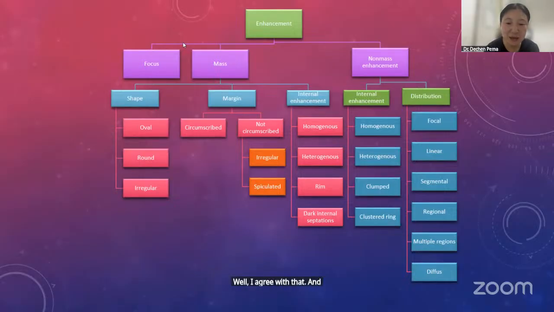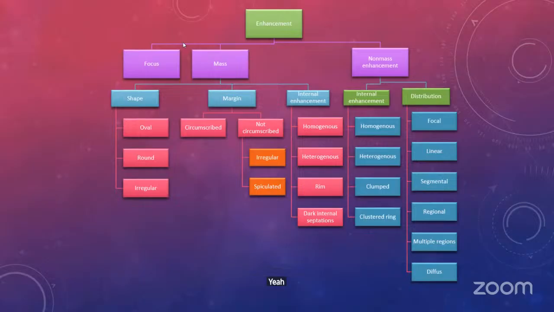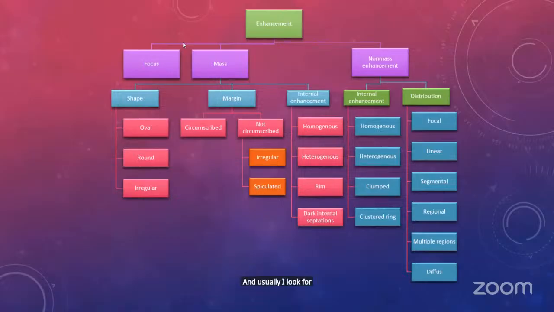And another question is, do you have a checklist or an algorithm when you approach a breast MRI? And the person would like you to share it with them. Yeah, sure. So when I go through breast MRIs, the first thing I do is look for the things that could really embarrass me. So like the liver cysts, the axillary lymph nodes, internal mammary lymph nodes, lung nodules, stuff like that. And usually I look for that on the T1 and the T2 pre-con images.